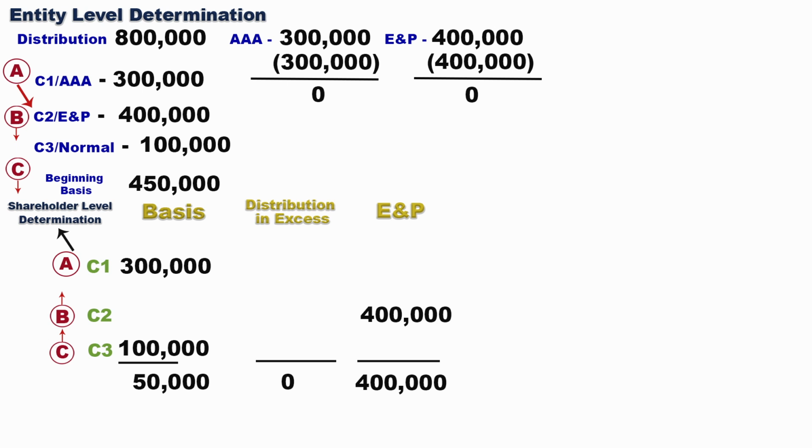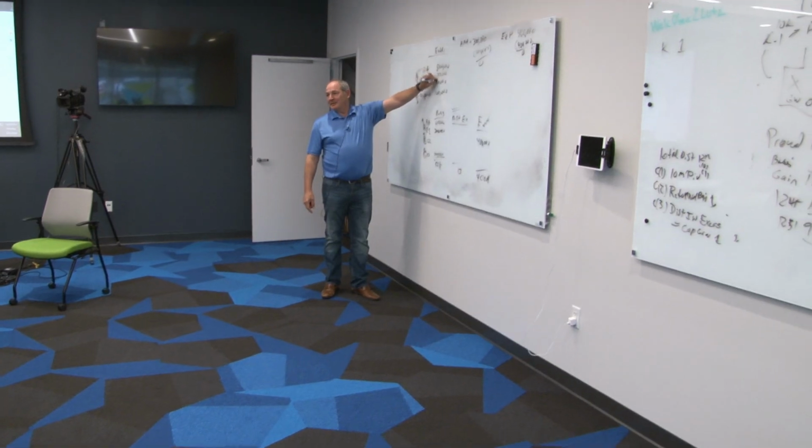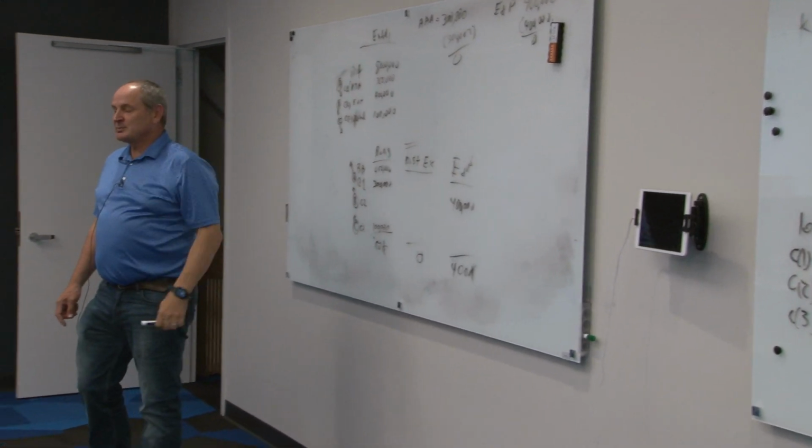So is AAA an entity level measurement or a shareholder level measurement? Entity. And why do we measure it at the entity level? Why do we measure AAA at the entity level? So then you can categorize it. So you can categorize the amount of distribution that follows normal distribution rules. That's why you have an entity level.